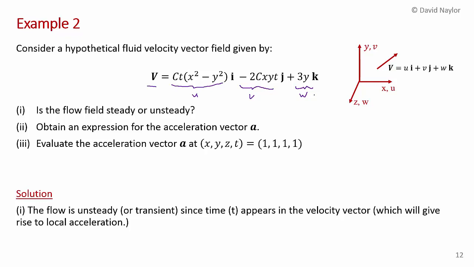So we start by considering the issue of steadiness or unsteadiness. Also, another way to express it is whether the fluid velocity field is transient. And what we notice right away, if you look at these, is the u component and the v component of velocity have time appearing in them. And so that's going to give rise to local accelerations. And so the fact that time appears in just even one of the velocity components tells you that the velocity field is unsteady, or the velocity field is transient is another way to express that.